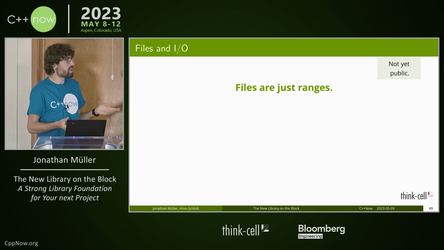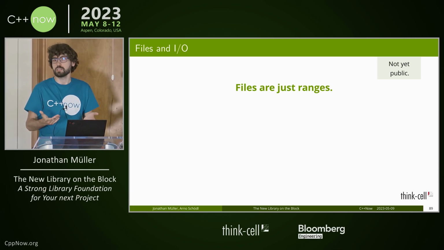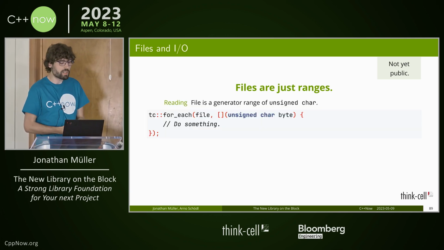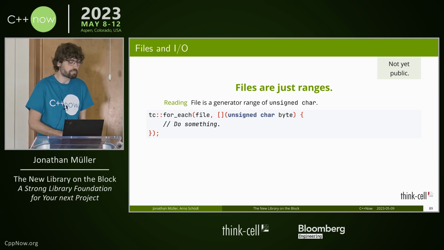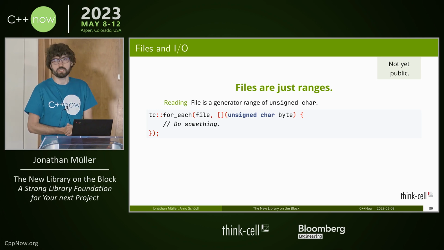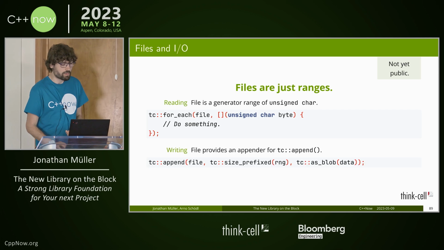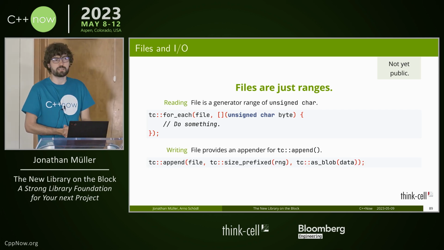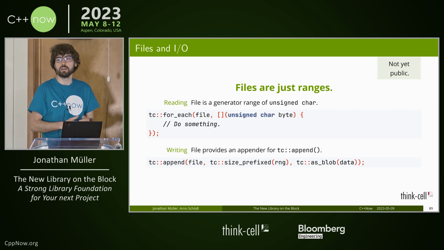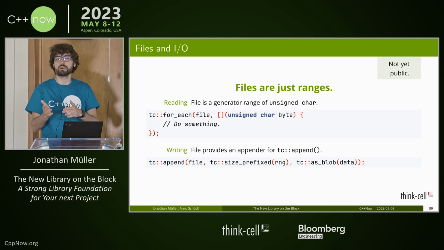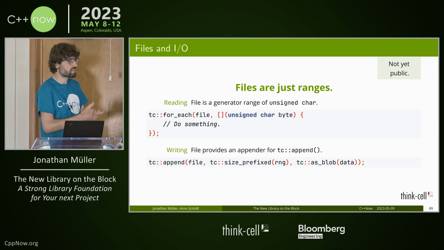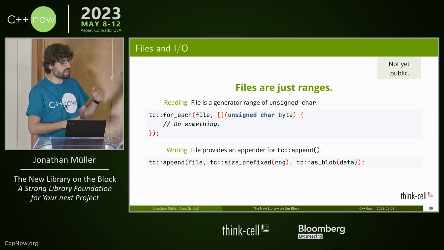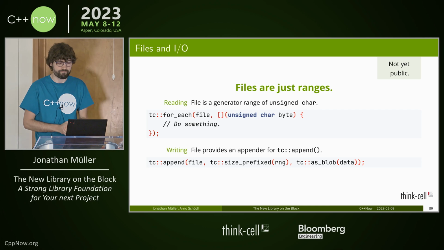Similar logic applies to files. Files are likewise just ranges. So reading from a file, we have a generator range that gives us each individual byte. And then we can do something with it. We can use range algorithms to parse it and process it and so on. And we want to write stuff where files can be appended. So we can just append stuff to the file. For example, we can append stuff and then use concat to format it. Or in this case, this uses some byte range, appends just some bytes to the string. And that part is also not yet public.